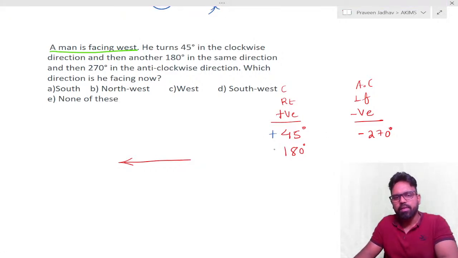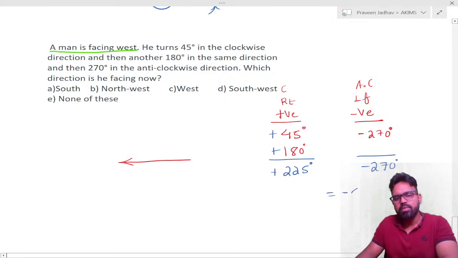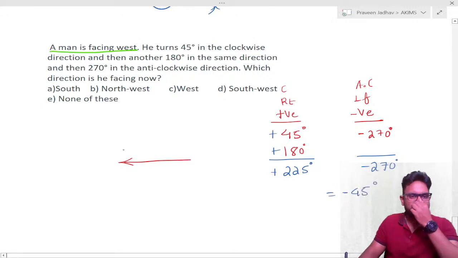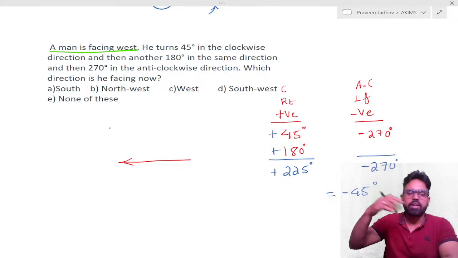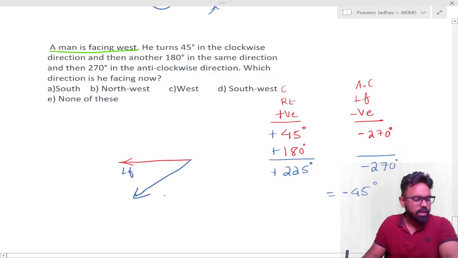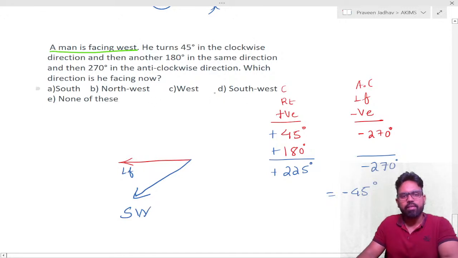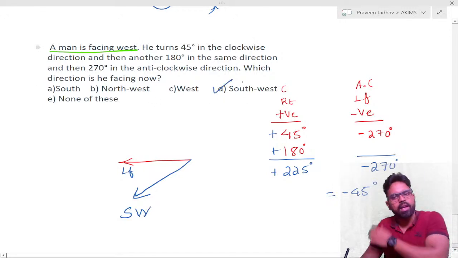Okay, this is plus 45 degrees, plus 180 degrees. Totally together 225 degrees, minus 270. Plus 225 minus 270, that will give me how much? Minus 45. Minus 45 is nothing but a right turn or a left turn? It is a left turn. Left turn meaning I have to go this way, 45 degrees. So he'll be facing what direction? This is south, southwest. Do I have an option there? Option D. Southwest is my correct answer.